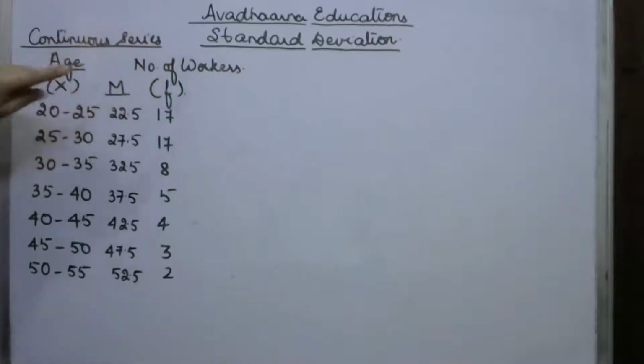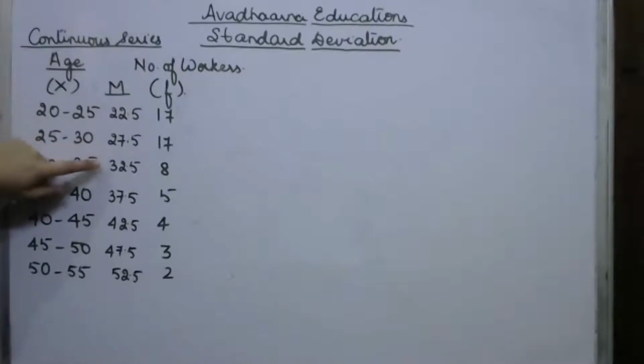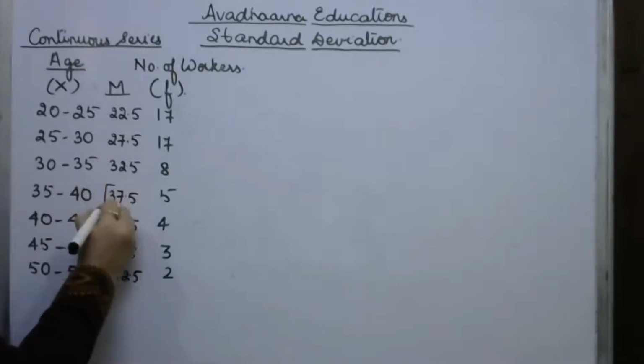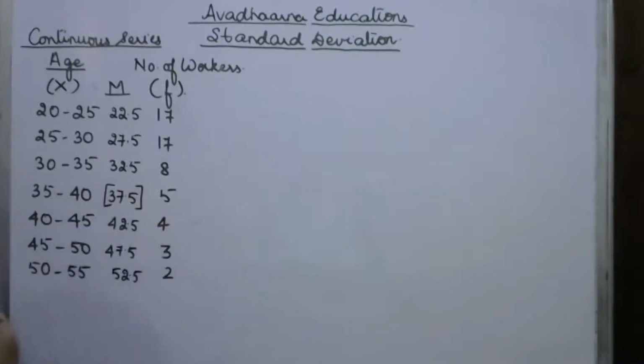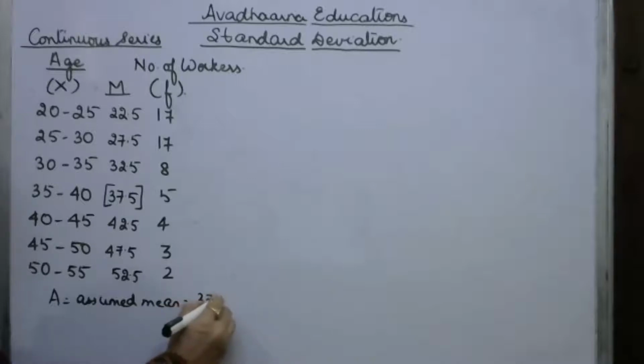actual mean method. So in actual mean method, first I have to find the actual mean, so it would be better that I calculate the actual mean by assumed mean method. Let's take A for the calculation of mean. A, that is assumed mean, as 37.5, to make the calculations easy.